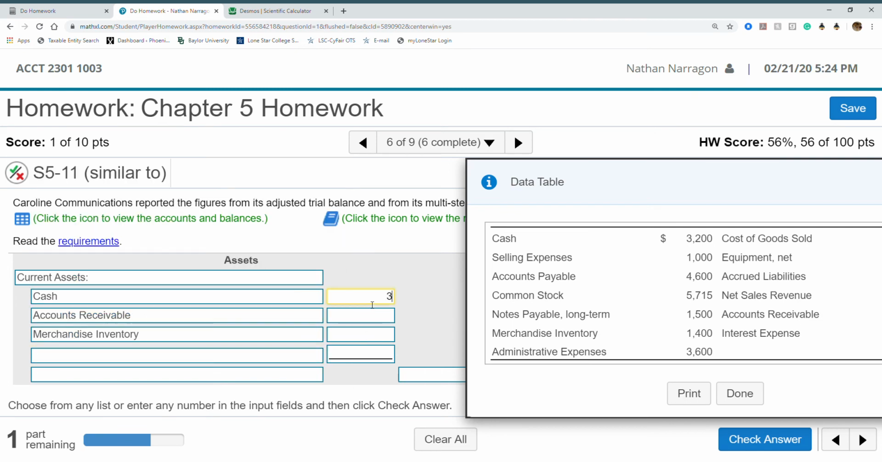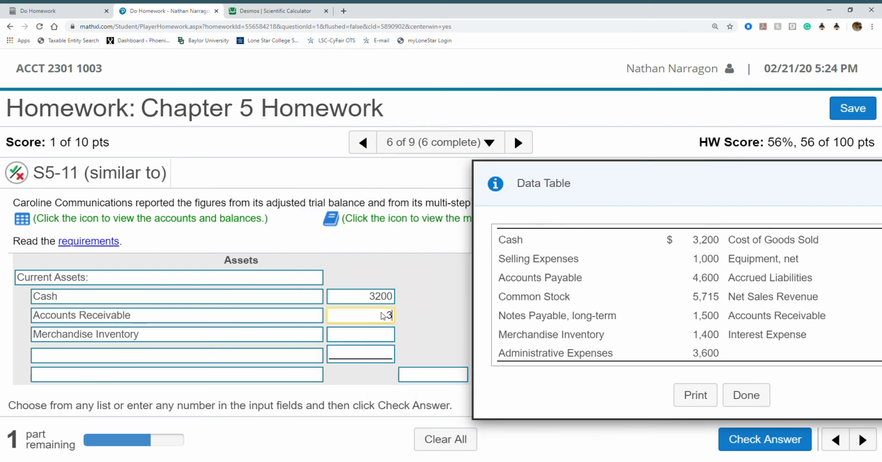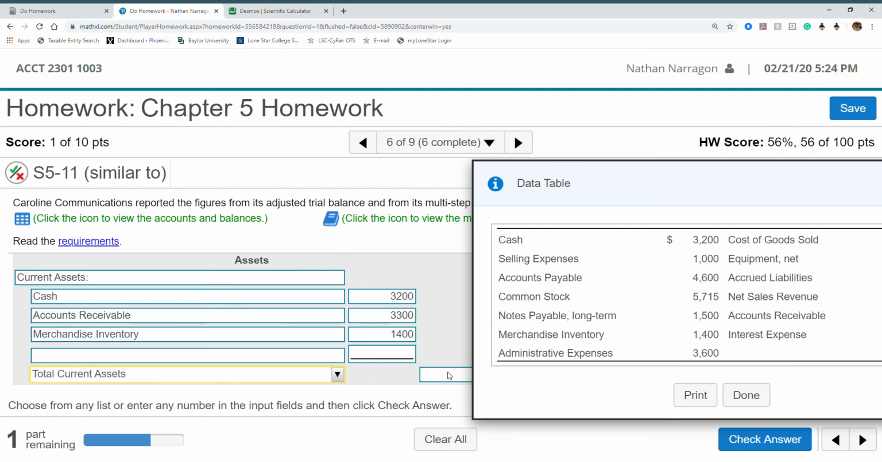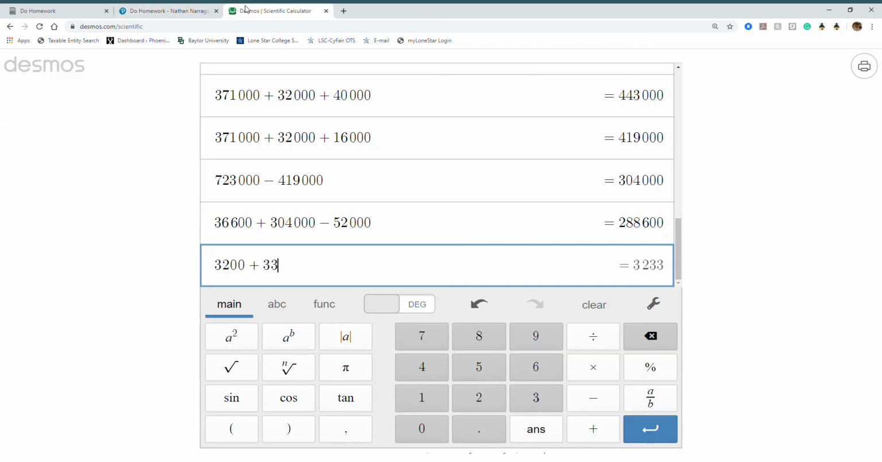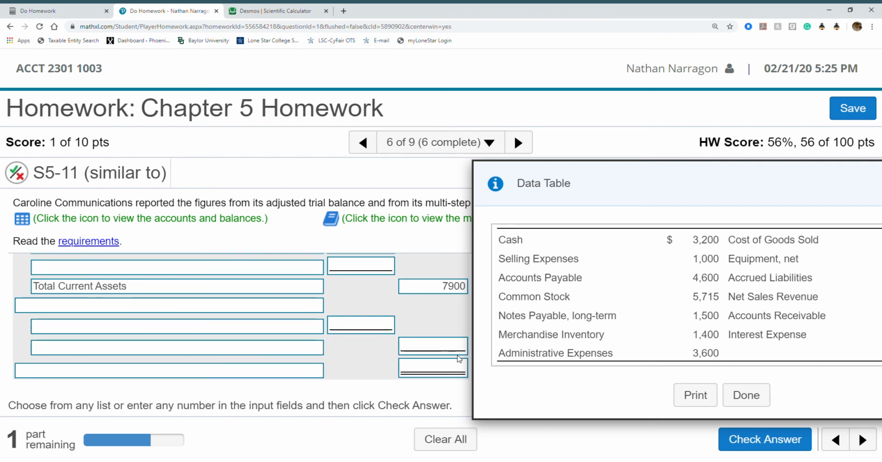So cash, 3,200. Accounts receivable was 3,300. Merchandise inventory happened to be 1,400. So total current assets, just add the 3. $7,900. Okay.